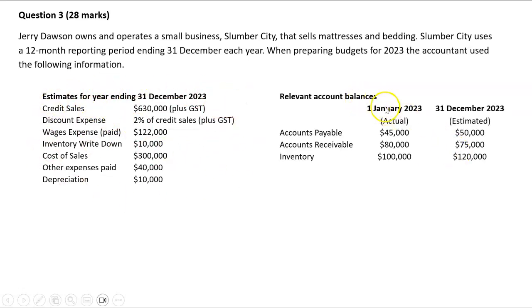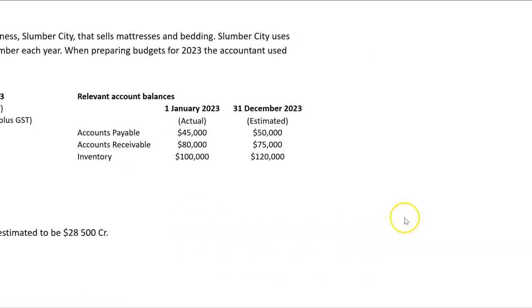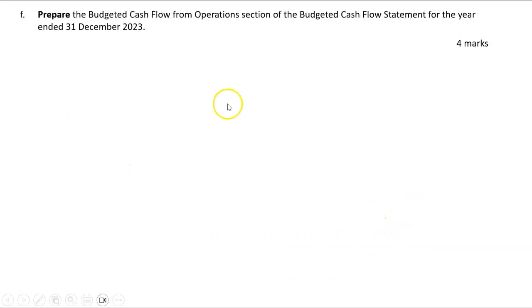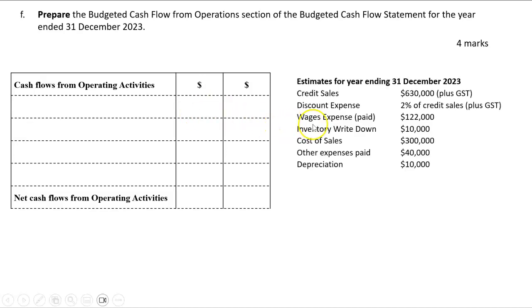We've got these account balances, the actual balances at the beginning of the year, and then the estimated balances at the end. And the last thing we're told is the bank balance at the end is expected to be an overdraft of 28,500. So just like other questions, use your knowledge of the operating activities to drag in the information from the question. Operating activities are the cash flows related to the day-to-day trading of the business and its provision of goods and services. So we're going to ignore anything that's either not cash or not a day-to-day trading activity. And here's the information we've been given.